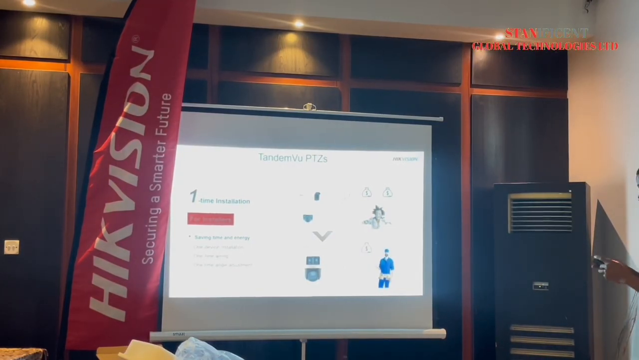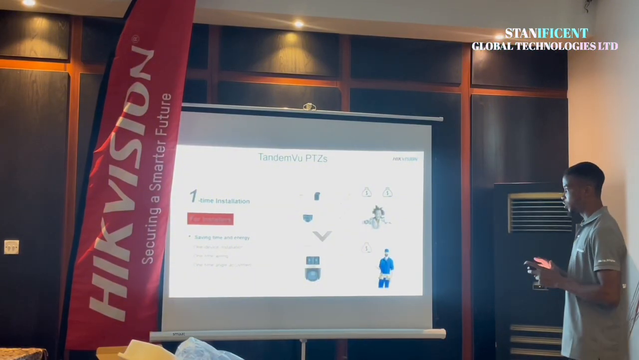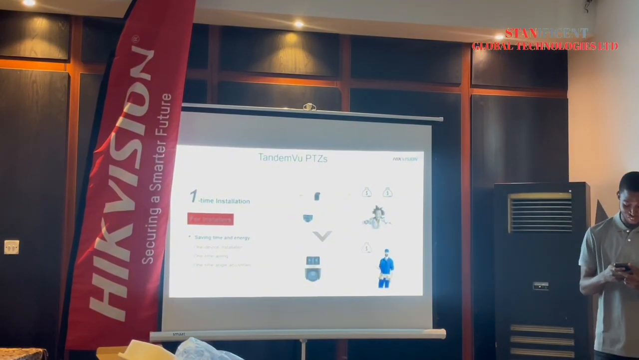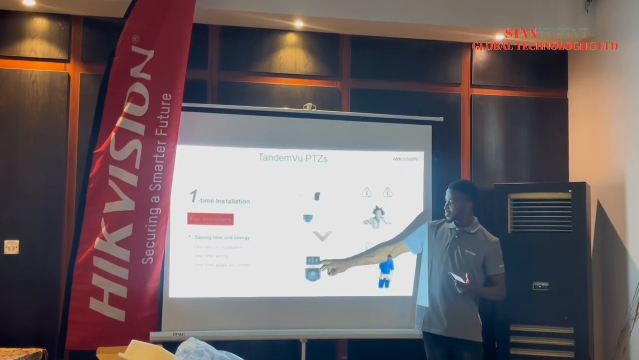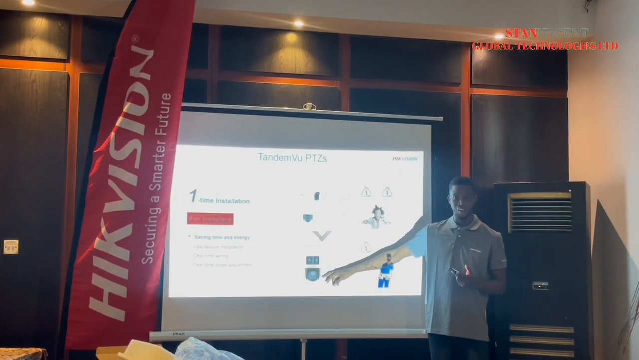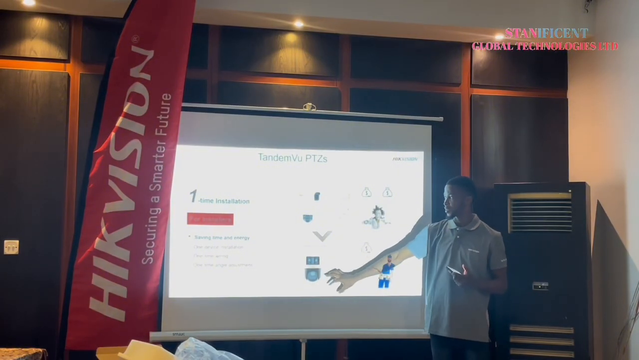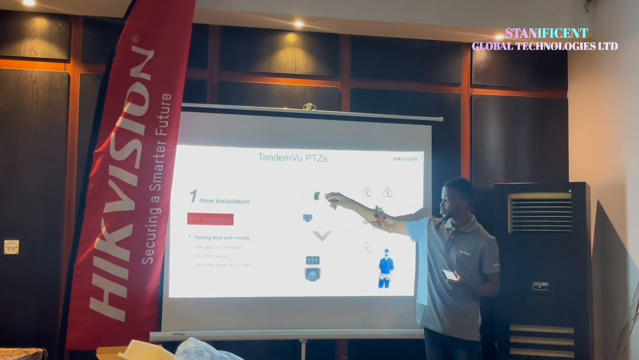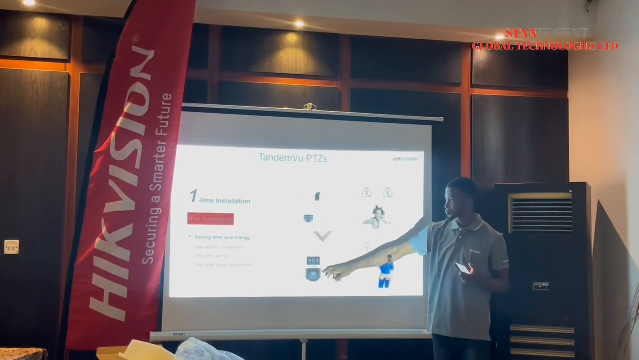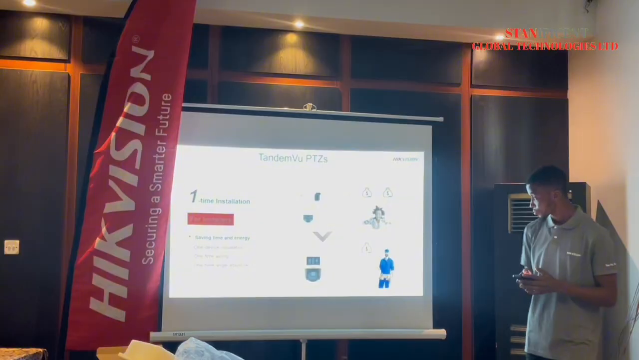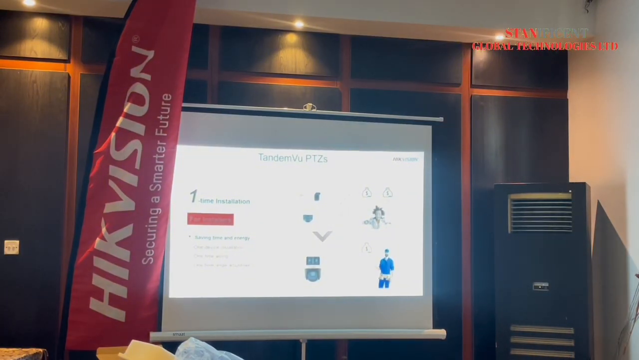Okay, so the next one is the tandem VPTZ. The name is funny, but the functionality is not funny. This is providing us with a bullet camera and also a PTZ camera in one camera. So instead of purchasing 2 cameras to serve one purpose, you just need to purchase the tandem VPTZ. It's going to save time, and it's a one-device installation, one-time wiring, which is just a network cable that is going to power the 2 IPoE and not just the normal PoE.